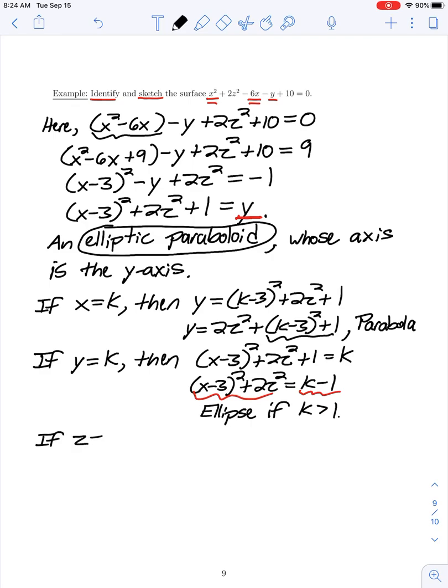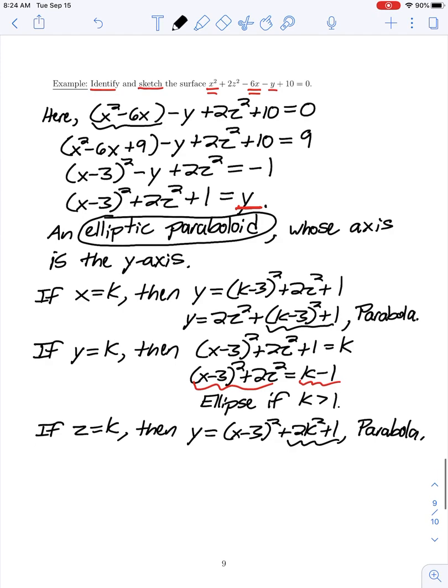And then in our last case, if z is equal to some fixed constant k, then our equation would be of the form y is equal to x minus 3 squared plus 2k squared plus 1, which again would give us a parabola, where the vertex of the parabola is determined by whatever this constant is.